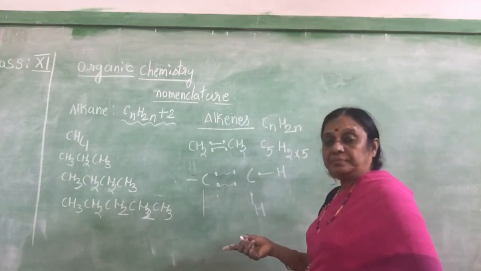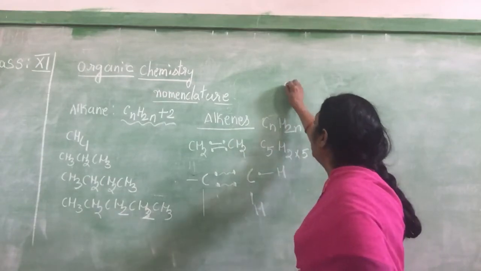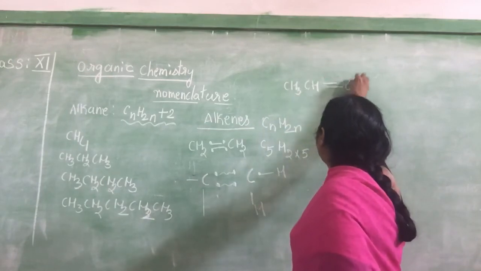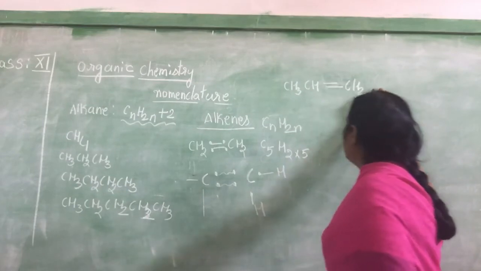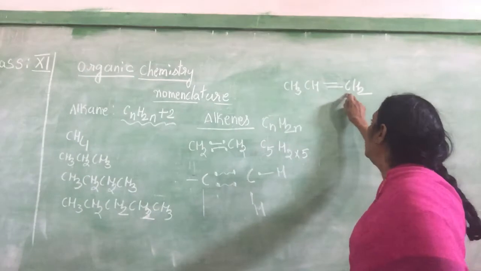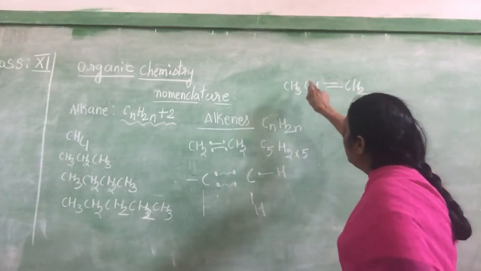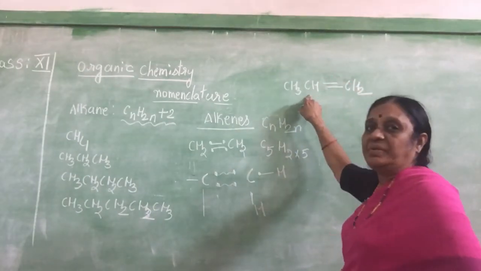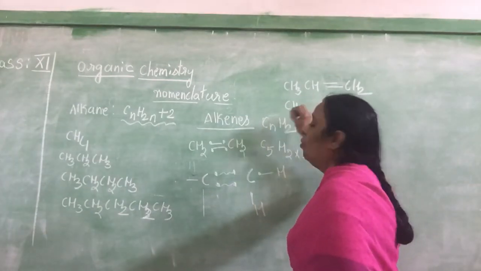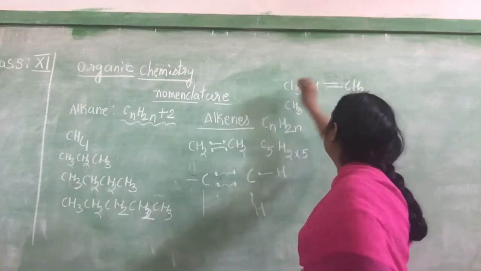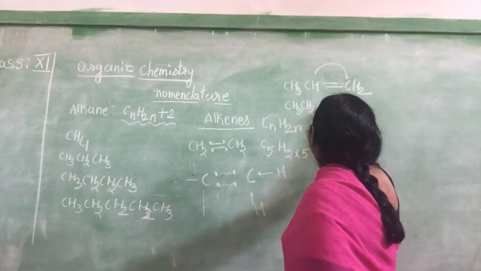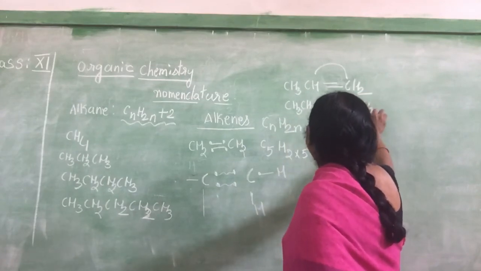Now propene. How will you write? CH3 CH double bond CH2. Now look here, children. The terminating end carbon atom has CH2 and the middle carbon atom inside has only CH. Now butene, CH3. One CH2 we have to increase, this will not change. CH2 CH double bond CH2.